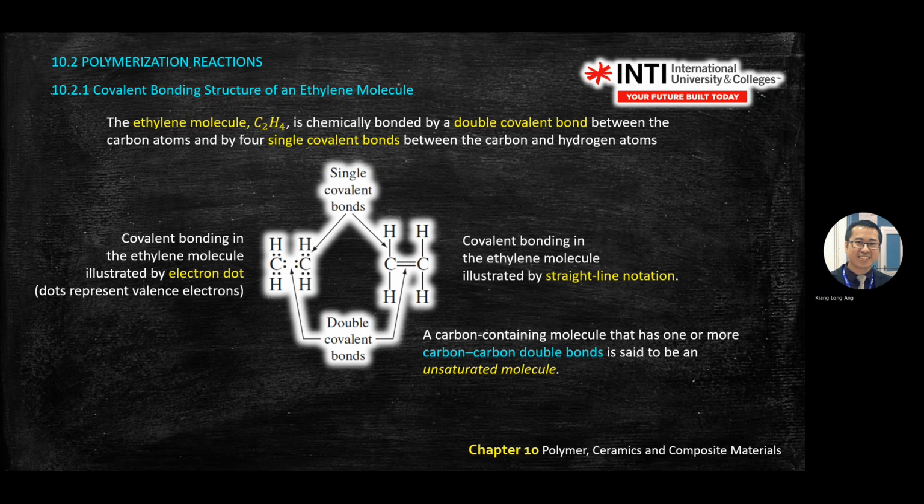Okay. So there are 2 types of notation. If the question asks you to do electron dot, you draw like this. If the question asks you straight line notation, you draw like this. If the question doesn't mention which type, you can do either type. The way you arrange your H doesn't matter. We want to see the line, the bonding between the atoms.